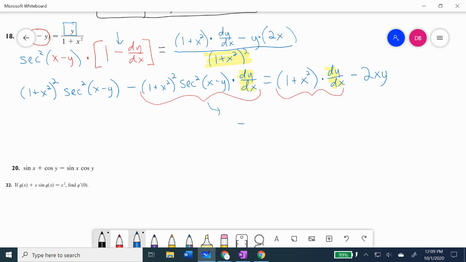When I do that, I already have the 1 plus x squared times dy dx. And then I'm going to add this over so that I have a 1 plus x squared times, 1 plus, be careful.